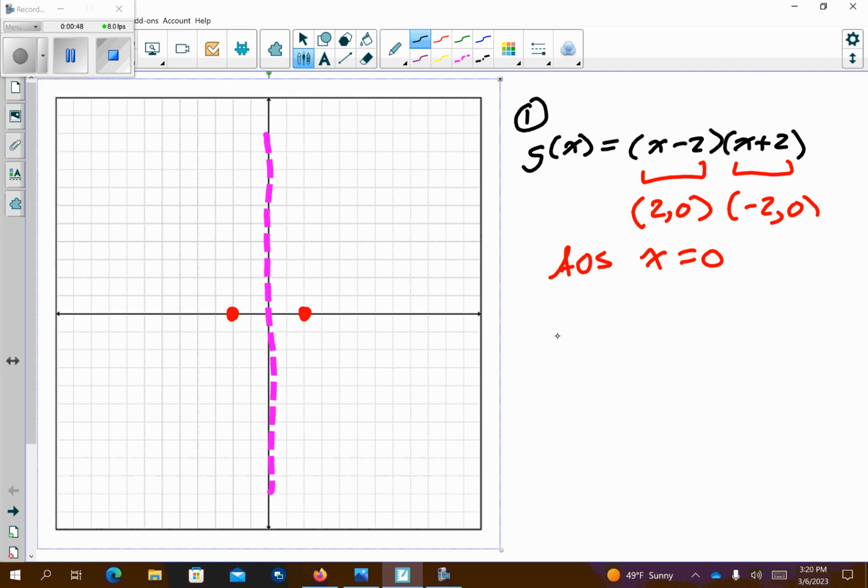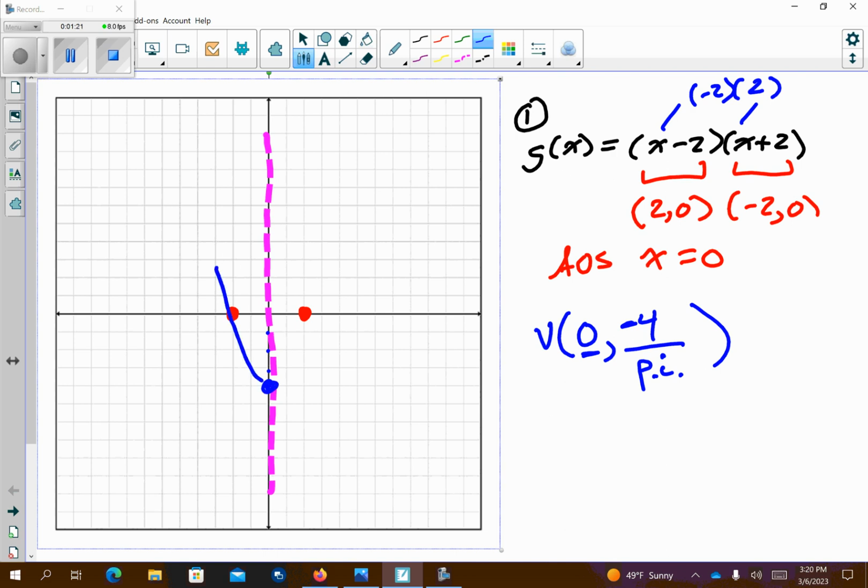My vertex lives on the axis of symmetry. So my vertex is going to be 0 comma, I have to plug in. Okay, so I'm going to take 0 and plug it in here and here. That's going to give me negative 2 times 2, because 0 minus 2 is negative 2, 0 plus 2 is positive 2. That's going to give me 0 comma negative 4, excuse me, and that's a negative 4, because negative 2 times 2 is negative 4. So 1, 2, 3, 4. This is my parabola just like that.